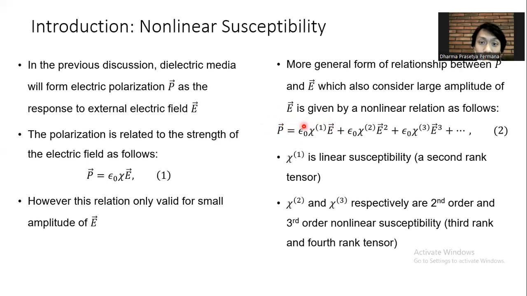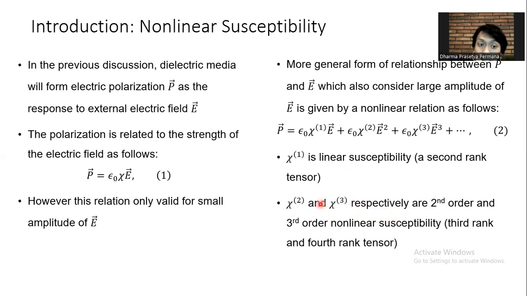In equation 2, we have the relation between the polarization and the electric field, but not only the first order term here, but also the second order term and the higher order terms, which are the third order, and so on. As the order of the electric field increases, new terms appear, which are chi2 and chi3. Chi1 is the linear susceptibility, which I mentioned before, while chi2 and chi3 are respectively the second order and the third order nonlinear susceptibility.